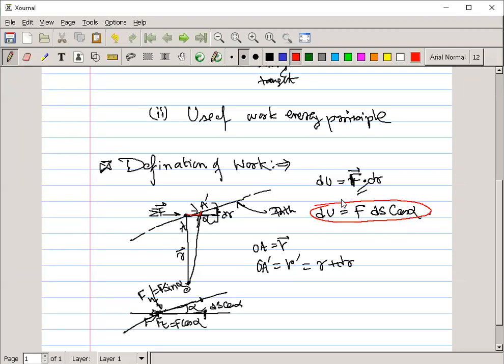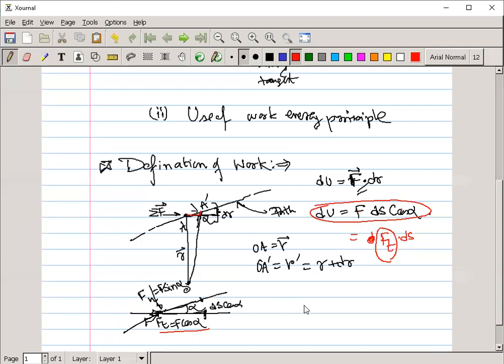Or we can write it in another manner: Ft equals F cos alpha, so we can write Ft ds, the same thing. Now this work is positive if the working component, that is Ft acting on the particle, is in the direction of the displacement, and negative if it is opposite to the direction of its motion. Clear?